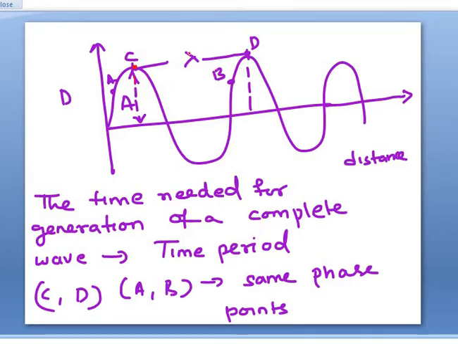So for these same phase points, the distance between two same points is known as lambda, and the time taken to cover one complete cycle, that is, a wave goes here, comes here, and again repeats itself, is known as the time period. So the time needed for the generation of one complete wave is known as the time period, and these are the same phase points. We can take one point here also, a corresponding point here, it is also a same phase point.